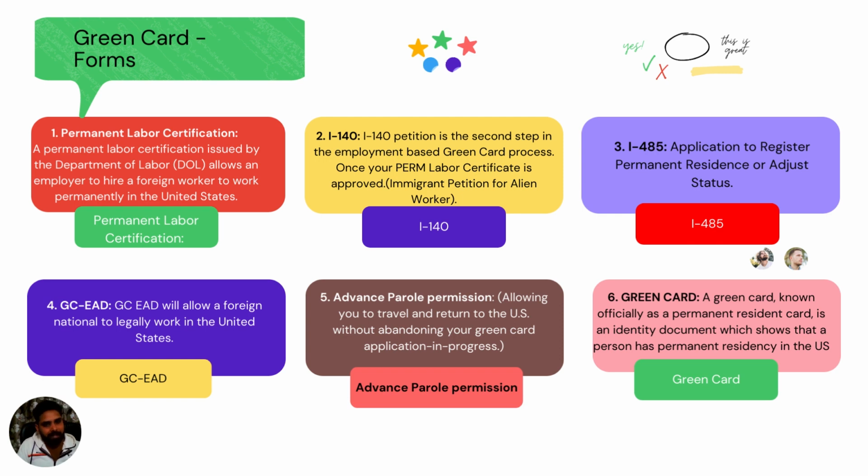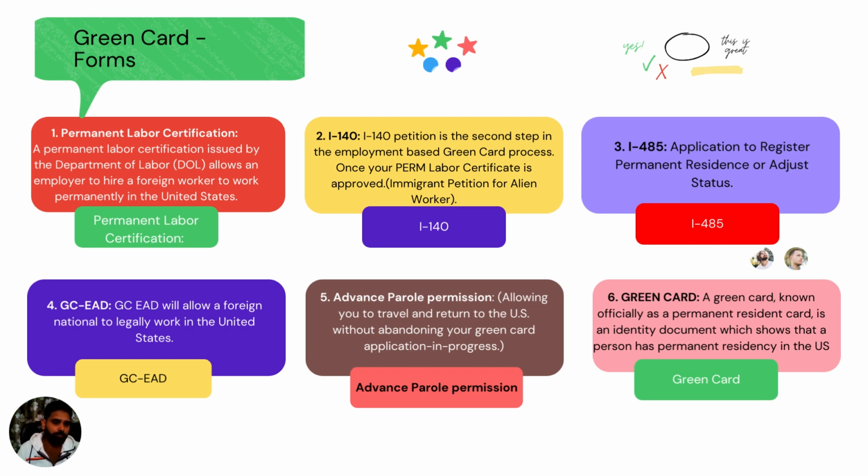Now I-140. I-140 is the petition that is applied for the candidates who need a green card, right? So it is like I-129 being applied for H1B; in the same way, I-140 is applied for green card candidates. I-485 is an application that your permanent residency has been registered. This is a kind of registration thing, right?